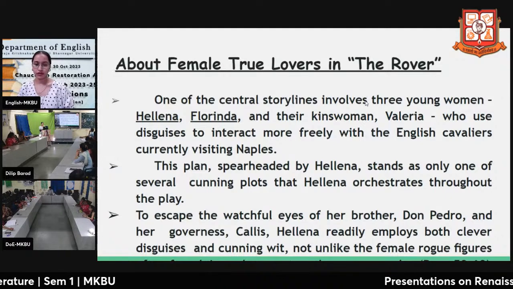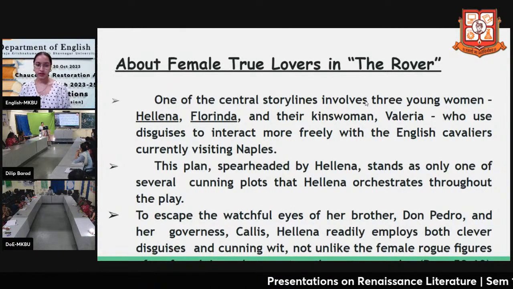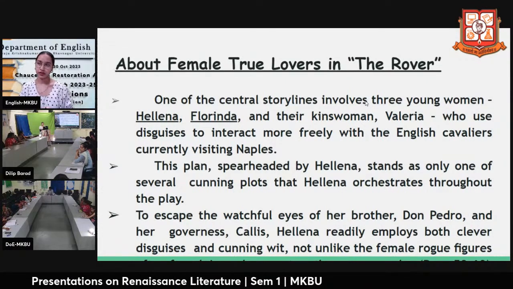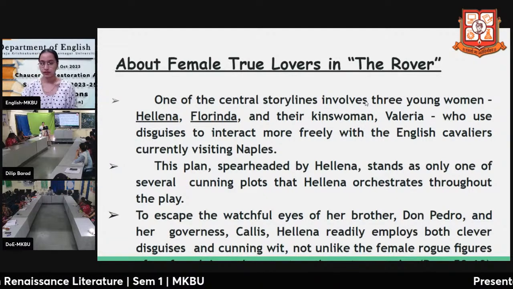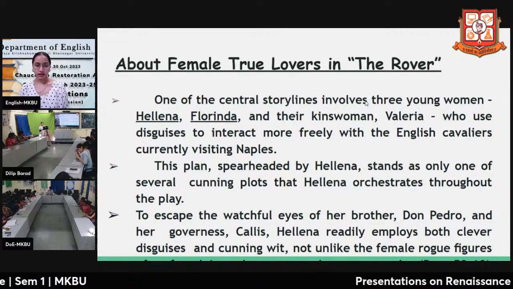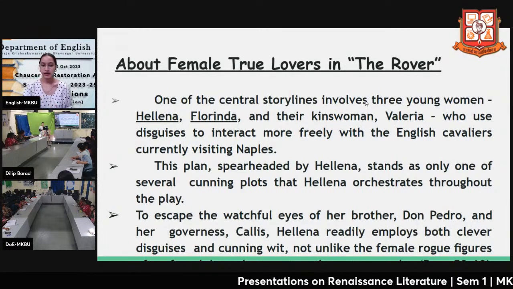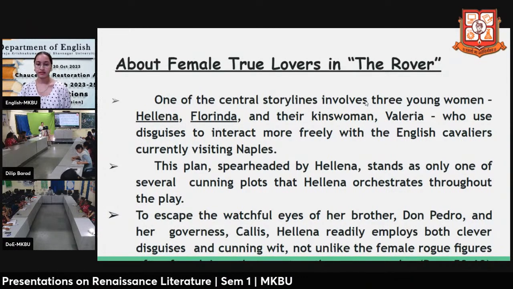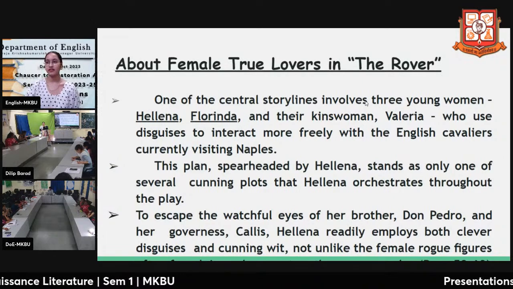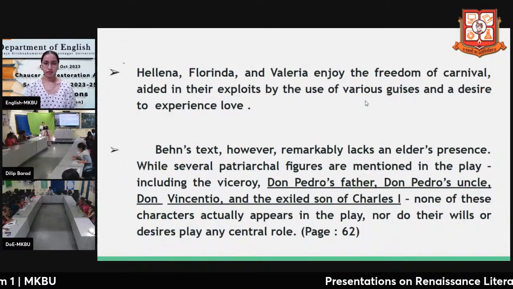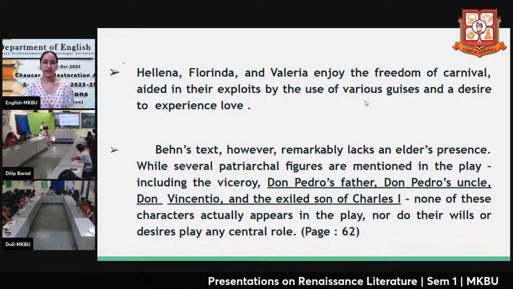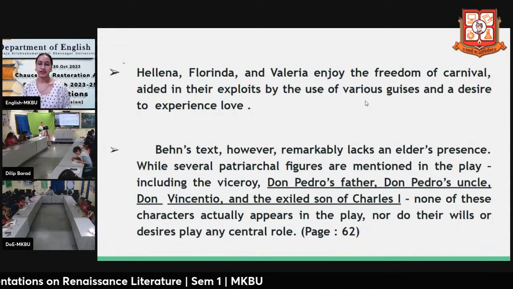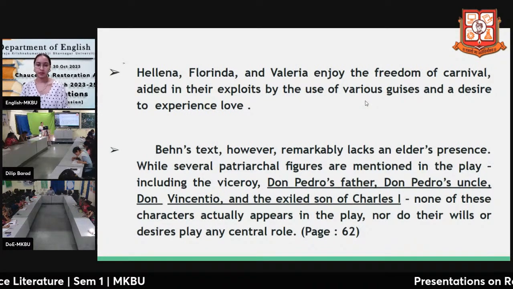She wanted Willmore to fall in love with her, and we also see that Hellena fell in love with Willmore. Willmore was playing out of lust, but Hellena was truly in love with him. To escape the watchful eyes of her brother Don Pedro and her governess Callis, Hellena readily employs both clever disguising and cunning wit, not unlike the female rogue figures. And in conclusion, Hellena, Florinda, and Valeria enjoy the freedom of carnival, aided in their exploits by the use of various guises and the desire to experience love.